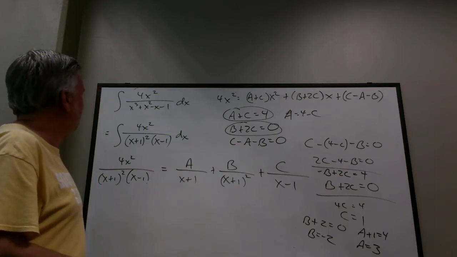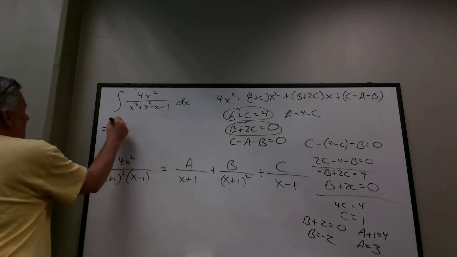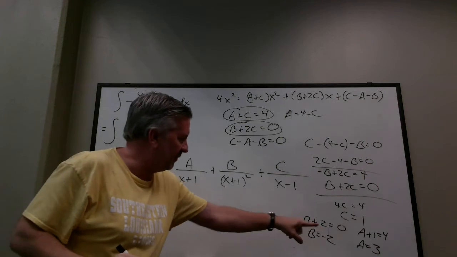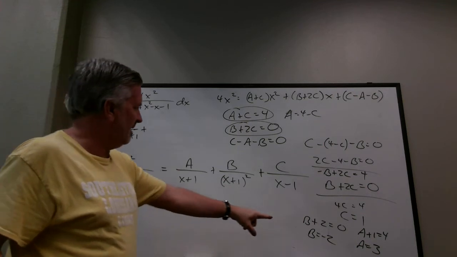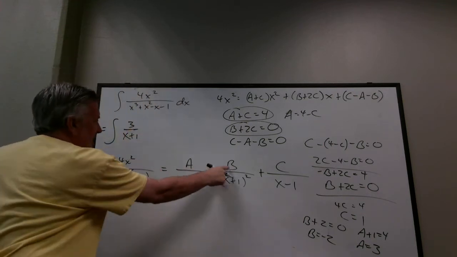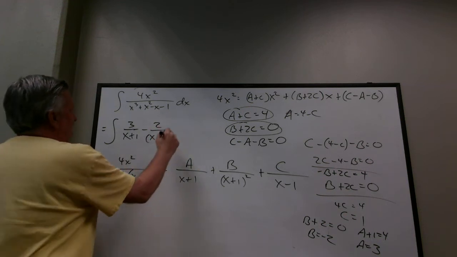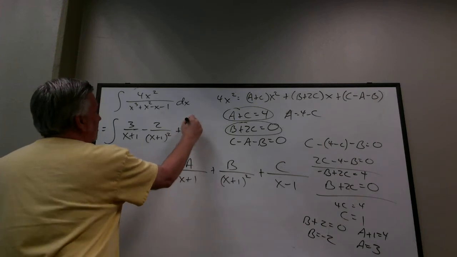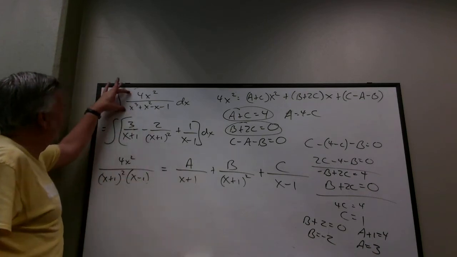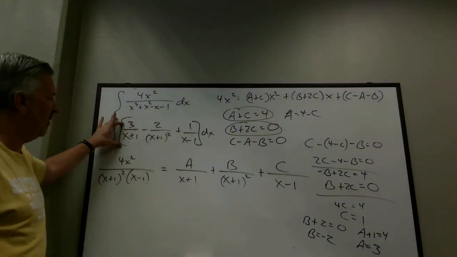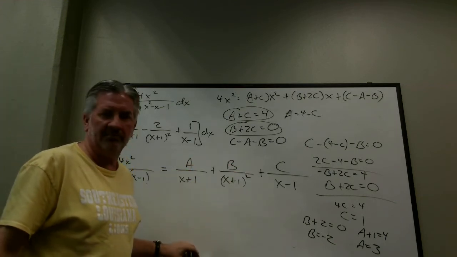Okay, so if we go back to the original problem here, this is going to be equal to the integral of a is 3, so 3 over x plus 1, plus b, well, b is negative 2, let me make that a minus. So b is negative 2, that's minus 2 over (x plus 1) squared. And then c is 1, plus 1 over x minus 1. Okay, so we've rewritten the original integrand in terms of its partial fractions decomposition, where I plugged in a is 3, b is negative 2, and c is 1.